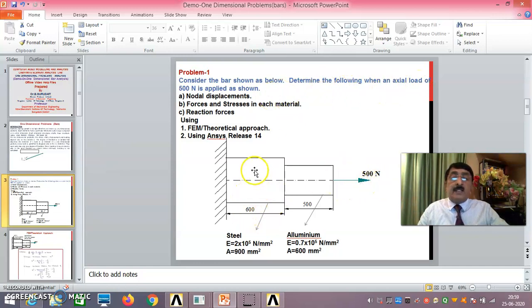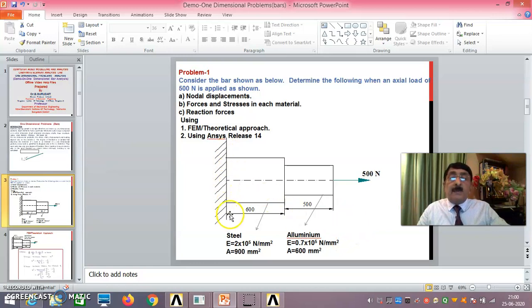See here, this is a bar. This has a length of 600 mm. This has a length of 500 mm. And this has a cross-sectional area of 900 millimeter square, as you see here. And this has a cross-sectional area of 600 millimeter square. Can you follow? And this has Young's modulus of 2 into 10 to the power 5. That means this portion is steel, and this portion is aluminum, 0.7 into 10 to the power 5 Newton per millimeter square. I think you have understood.